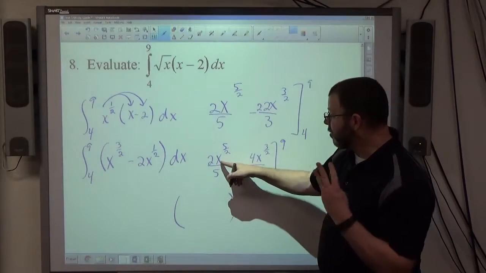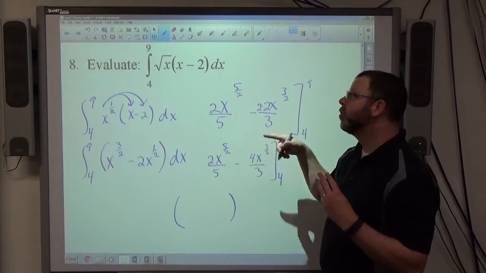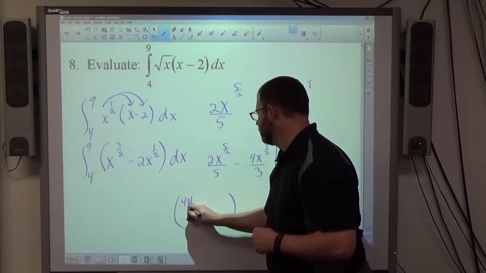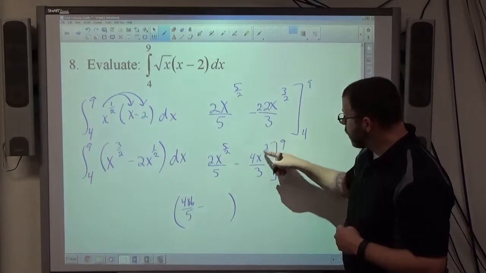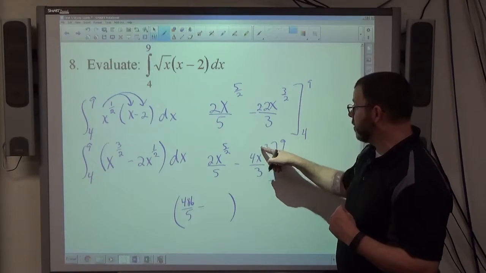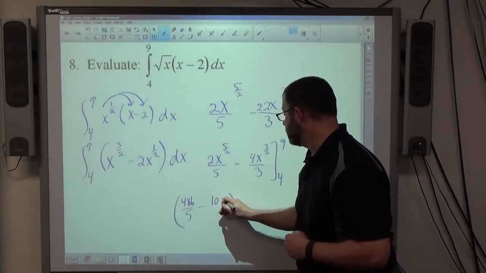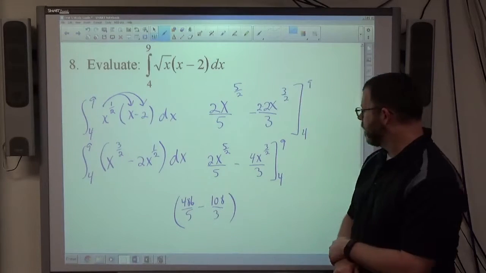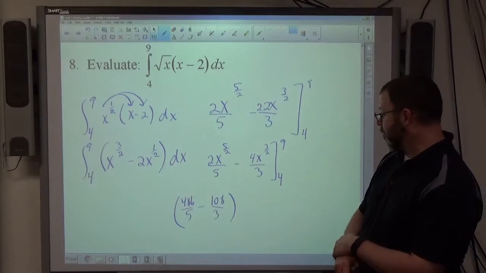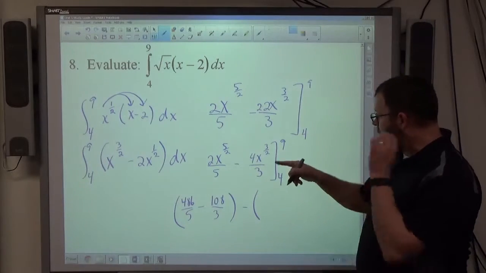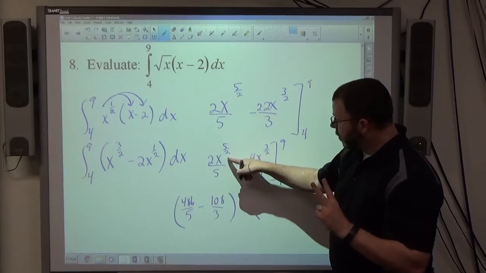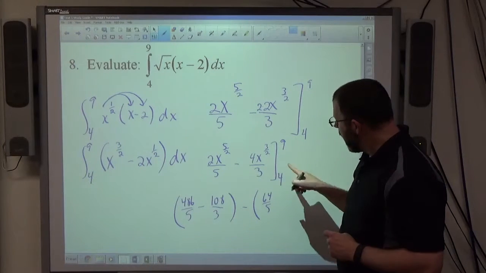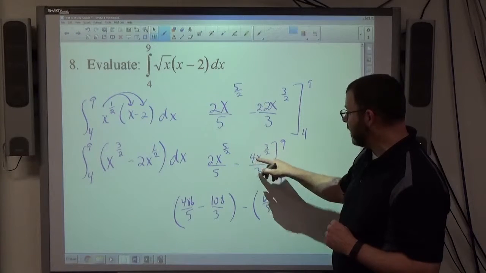So the square root of 9 is 3. 3 to the 5th power is 243 times 2 is 486. The square root of 9 is 3. 3 to the 3rd power is 27. 27 times 4 is 108. Seems right. All right. So 486 fifths minus 108 thirds. Now if I substitute 4 in, the square root of 4 is 2. 2 to the 5th is 32 times 2 is 64. And the square root of 4 is 2. 2 cubed is 8. 8 times 4 is 32.